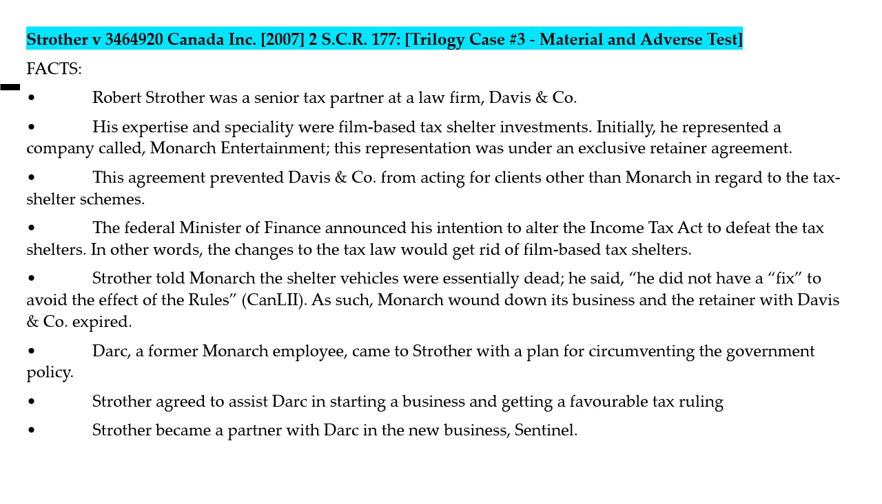So for this, let's look into another case, trilogy case number 3, Strother versus 3464920 Canada Incorporation 2007 case. Facts: Robert Strother was a senior tax partner at law firm Davis and Company. So in Davis and Company, Robert was a tax partner.